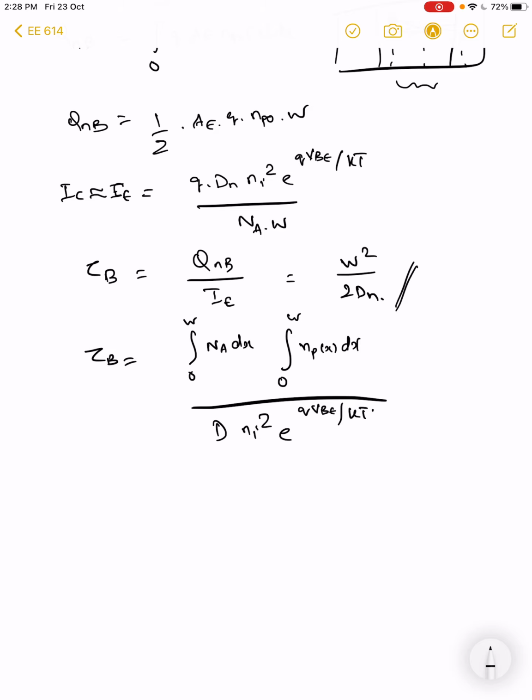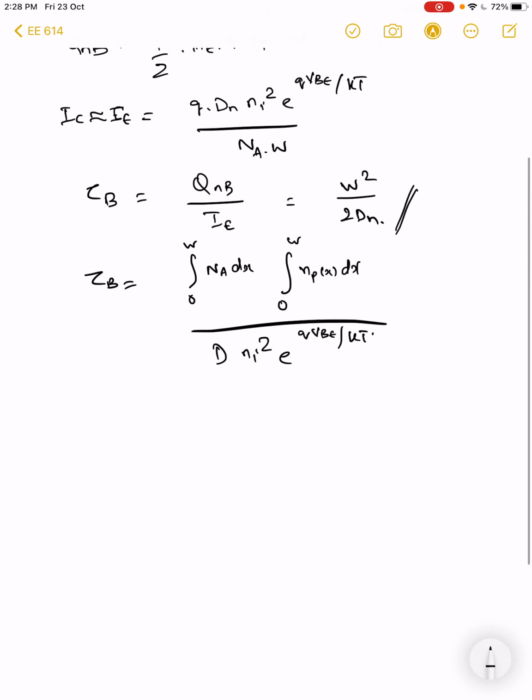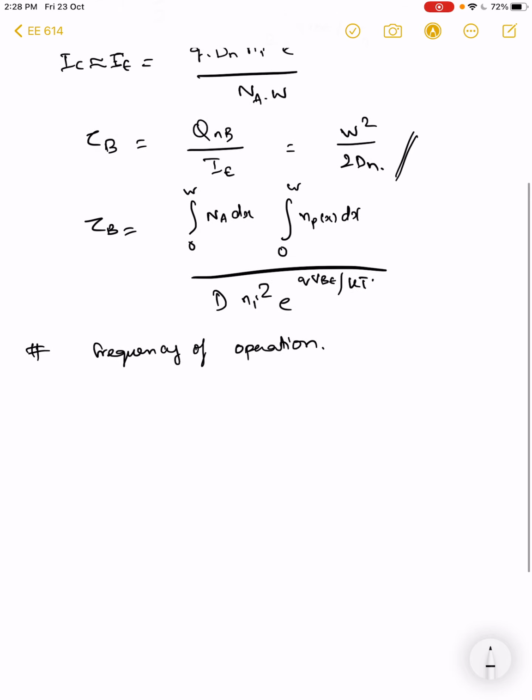Right. So with this given, now let us consider the question of what is the maximum frequency at which we can operate the BJT, right? For now, let us see the frequency of operation. So previously we showed that it takes a certain time for the electrons to transport across the base region.